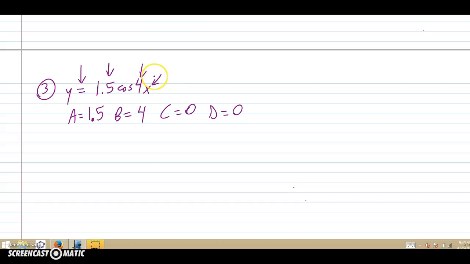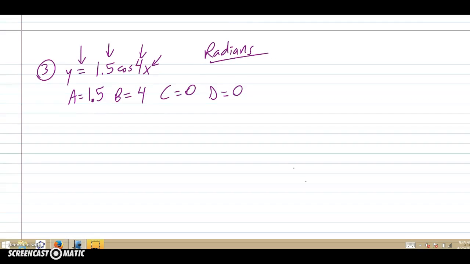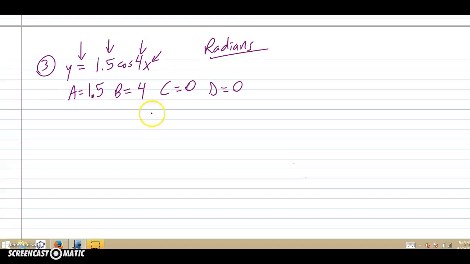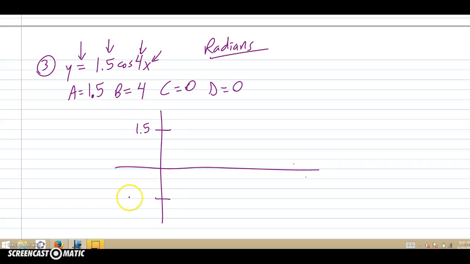Also notice, by the way, that we're using x. That means we are in radians, not degrees. So please be careful. Everything's going to be in terms of 2 pi, not 360. Alright, so here we go. Cosine. Our amplitude's 1.5, so our high point's 1.5, and our low point's negative 1.5.